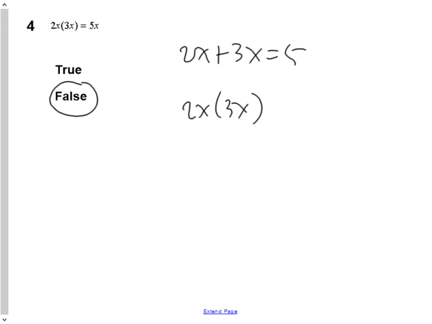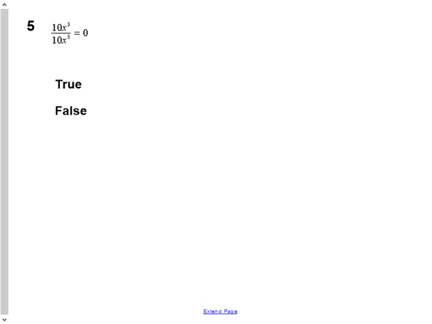Question 4 says 2x times 3x, is it equal to 5x? The answer is false. There's two ways to do it. You can say 2x plus 3x is equal to 5x, or that 2x multiplied by 3x is actually 6x squared. So either one of those explanations on your test would have been sufficient. Oh, sorry, 5x, not 5. Question 5, the division of 10x cubed by itself is equal to 0. The answer is false. The answer is 1, not 0. Any number divided by itself is 1.